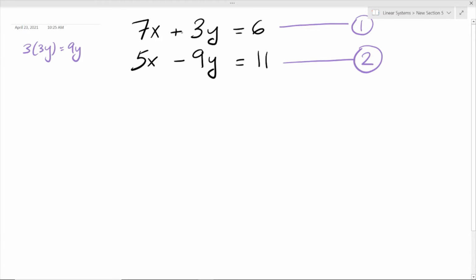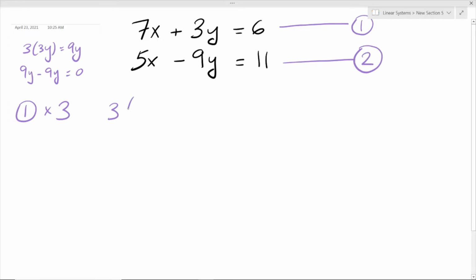Well, it's going to be adding because we know 9y minus 9y is going to give us 0y, so 0, right? So we're trying to eliminate y now, okay? You can do it for x, but we're going to stick to y because it's easier. We could just multiply equation 1 by 3. So I'm going to take equation 1 and multiply by 3. Multiplying equation 1 by 3 means I must multiply both sides by 3.